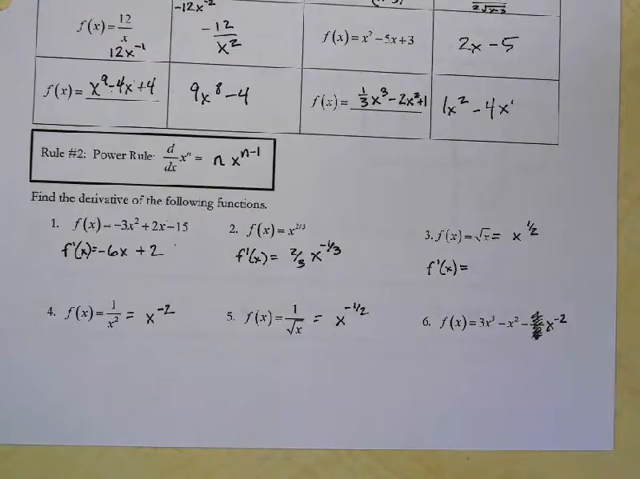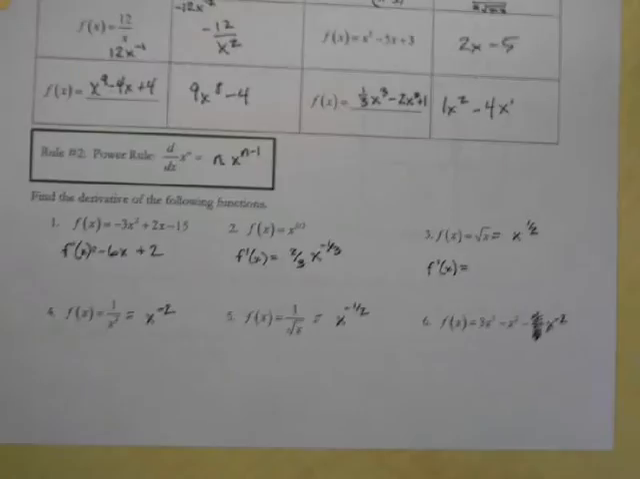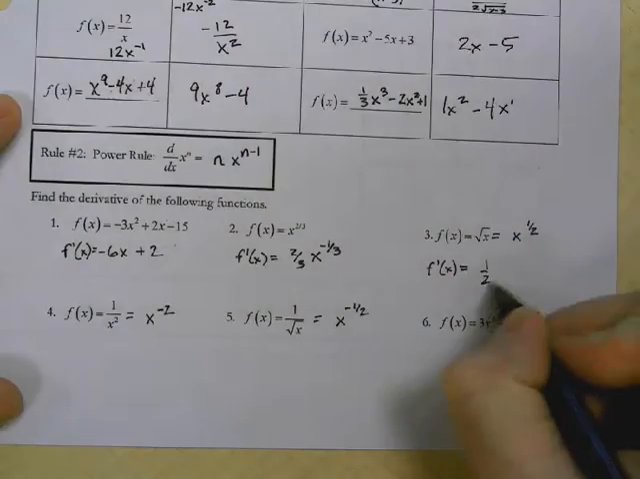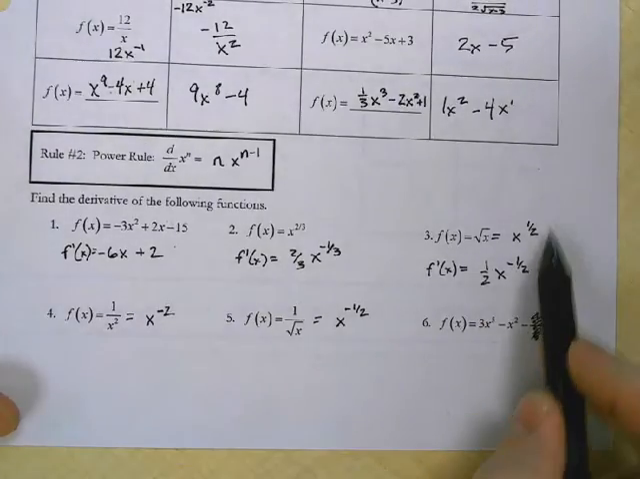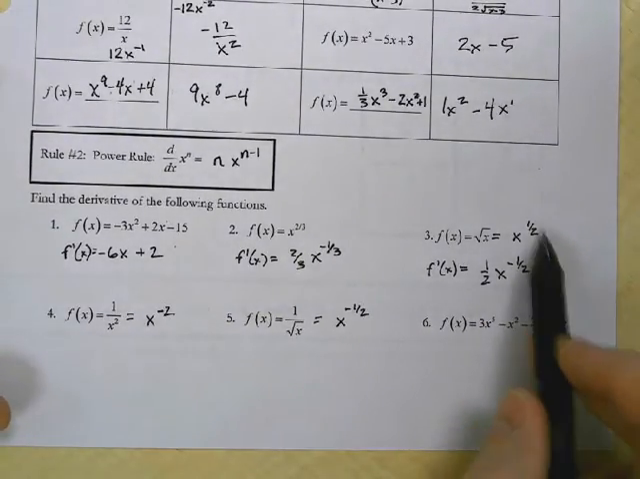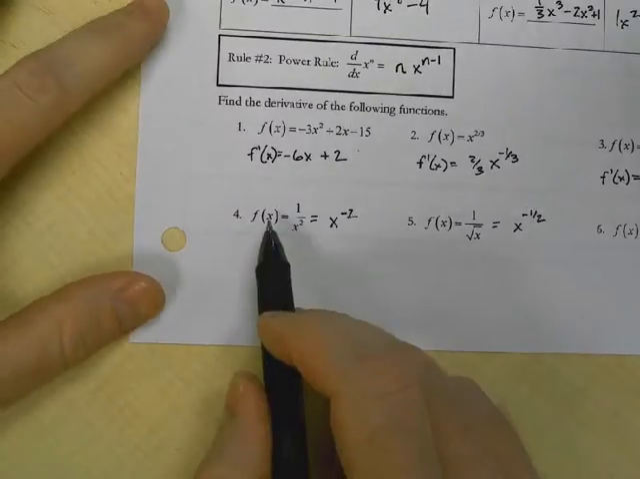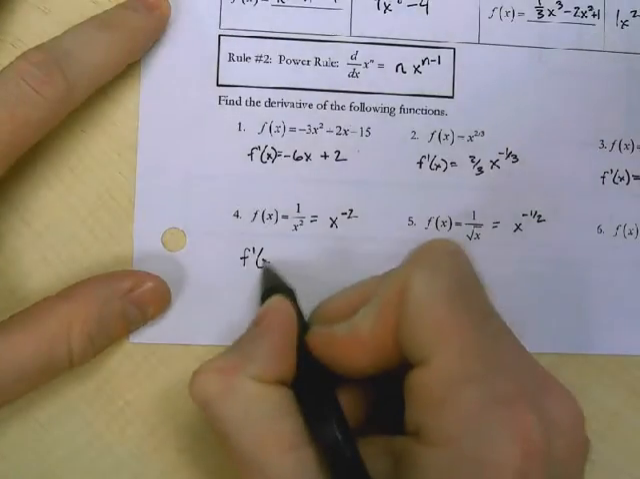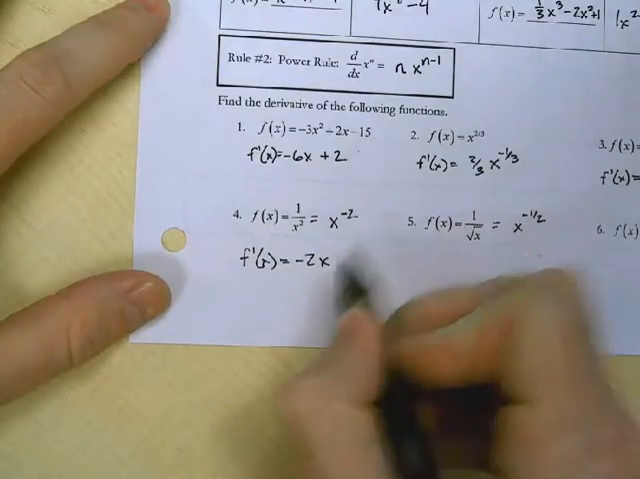Alright, so 3. When you multiply the power, what'd you get? 1 half x to the negative 1 half. Good. Multiply, subtract the power. Very repetitive. Multiply, subtract the power. Alright, number 4. Multiply. Subtract the power. Got it.